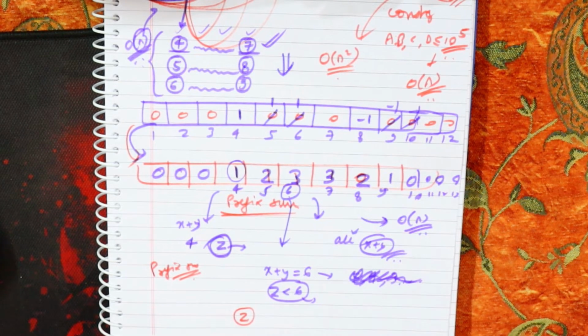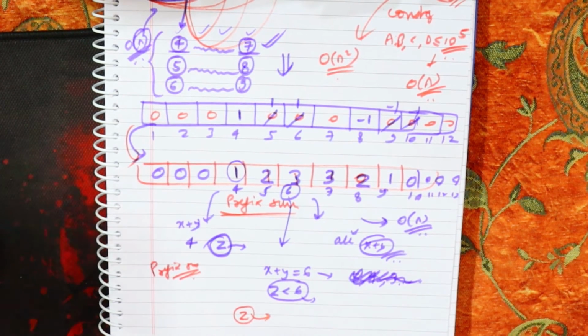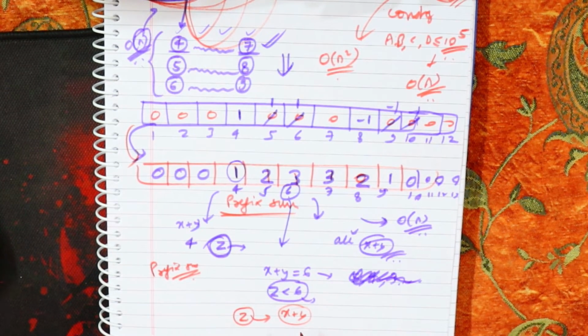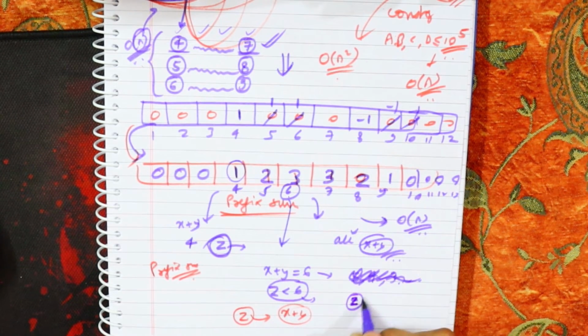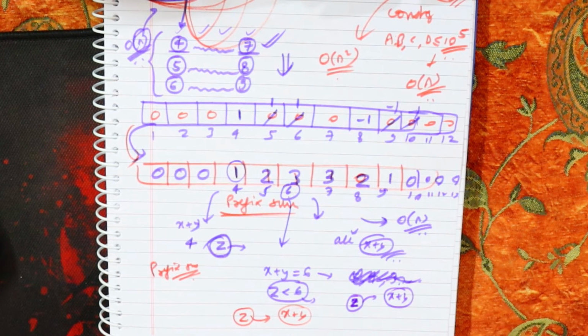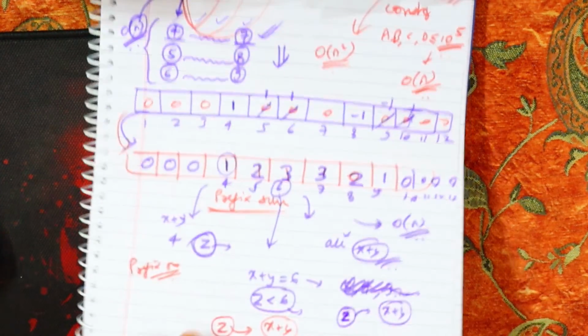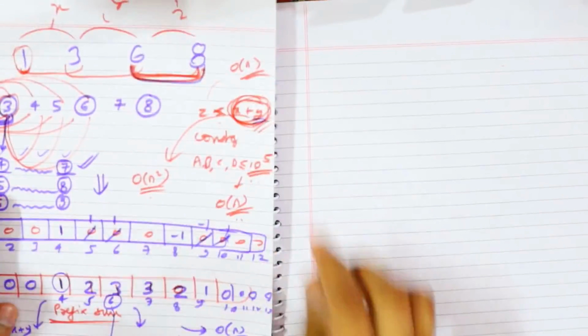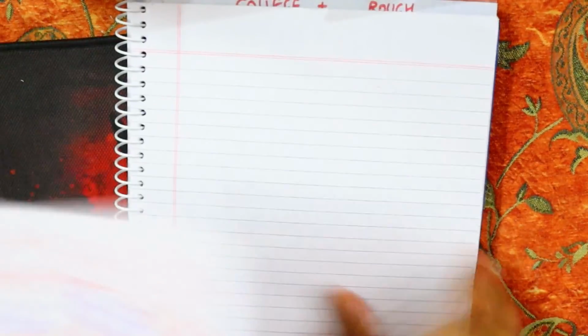Okay, let's think of the opposite. For a particular z, how many such bigger pairs of x plus y are there? Understanding? What we need to find out is, for a particular z, how many such x plus y's are there so that it is more than z. So what I will do, I will have this page and show you side by side.